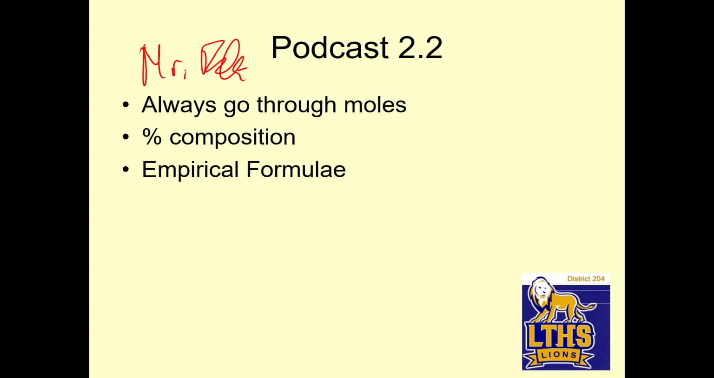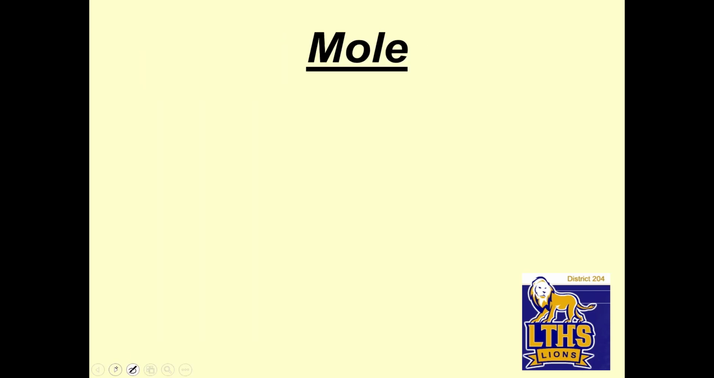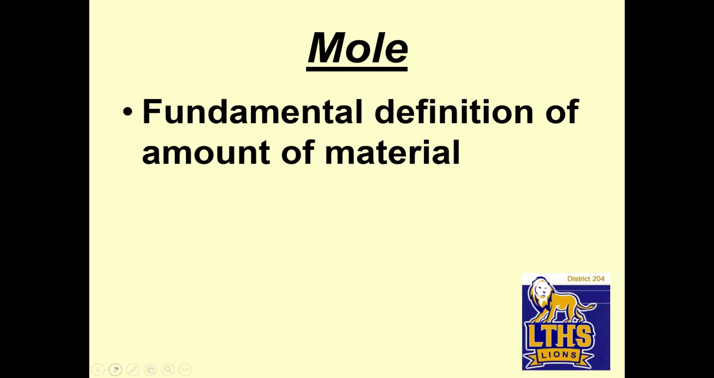We're going to talk about how you always go through moles, percent composition, and empirical formulas. You need a periodic table. I told you you should have it printed, so print the periodic table and equation sheet from the intro module from Canvas. And you also need a calculator. So hit pause, go get those things, and I'll wait for you. Okay, I'm done waiting.